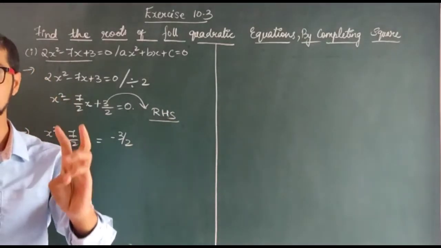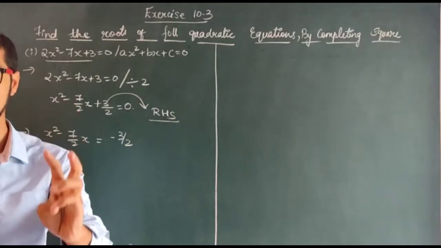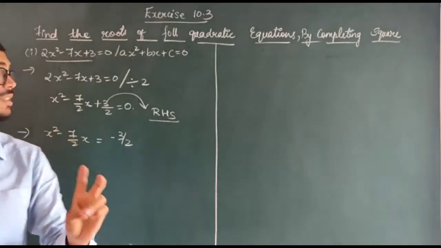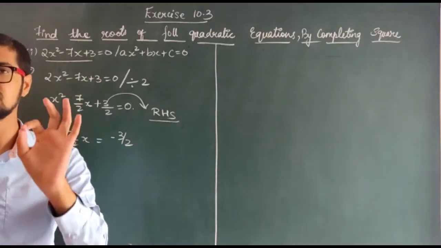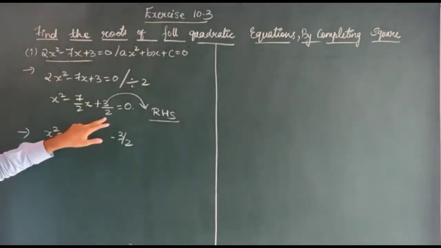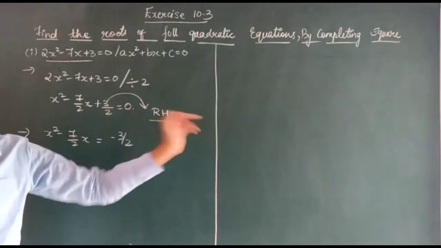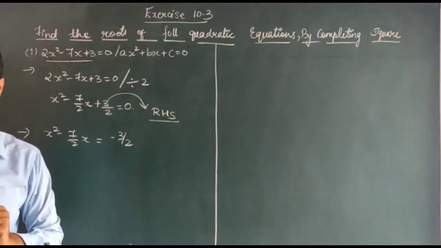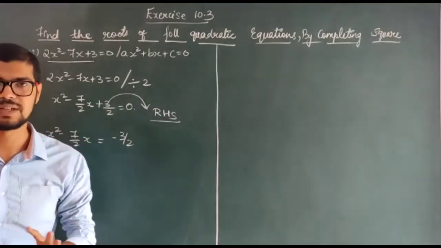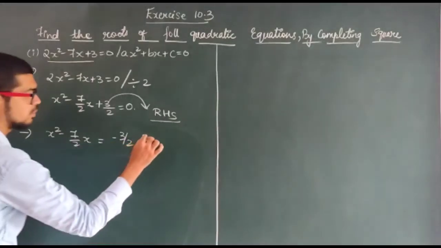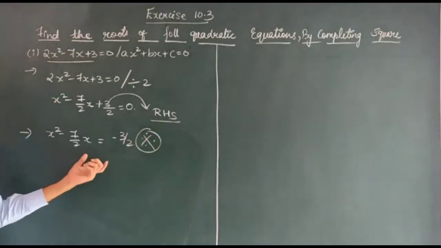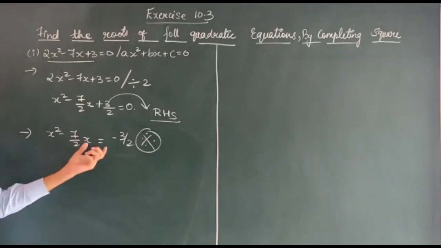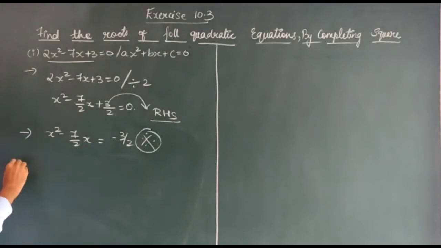The first step is checking whether the equation is quadratic in nature. The second step is making the coefficient of x square unity. My third step is moving the constant to the right hand side of the equation. Now what is my fourth step? Before going to this step, I will mark this step as very important because many students will make a mistake in this step. That is the fourth step, the next step. So what is the next step?